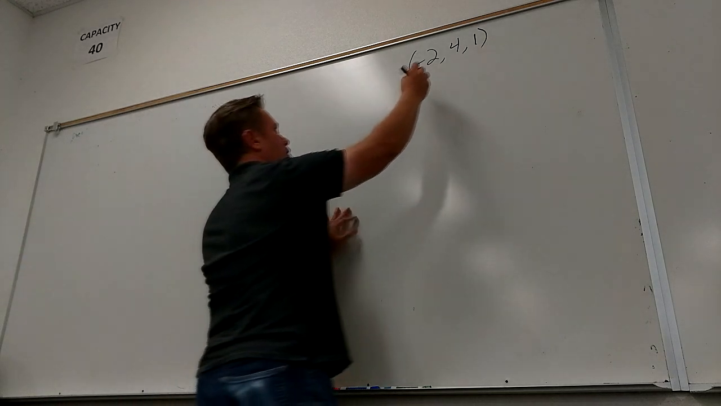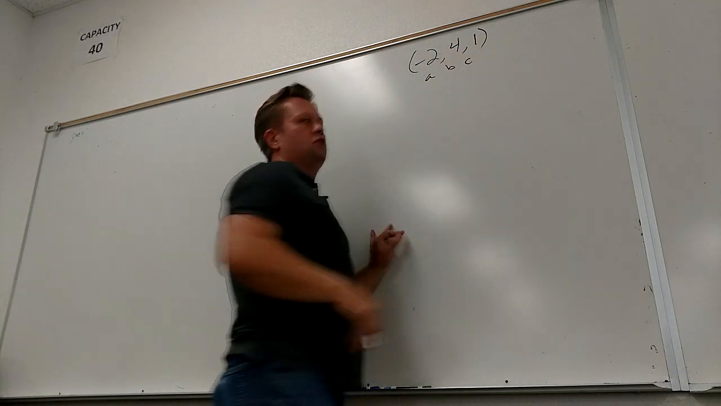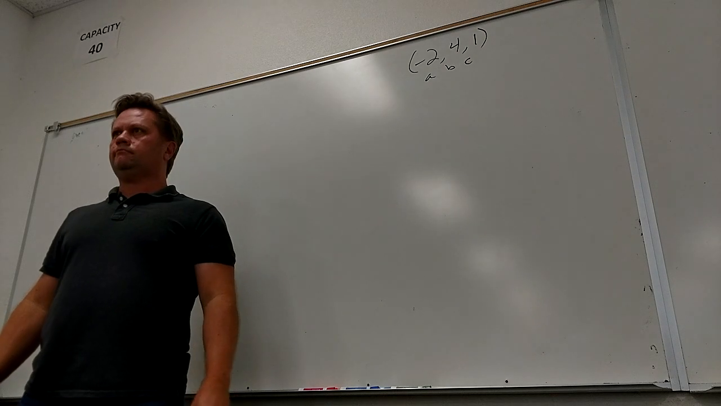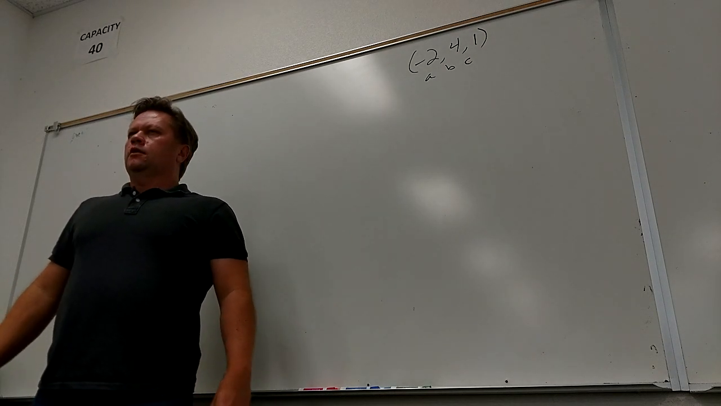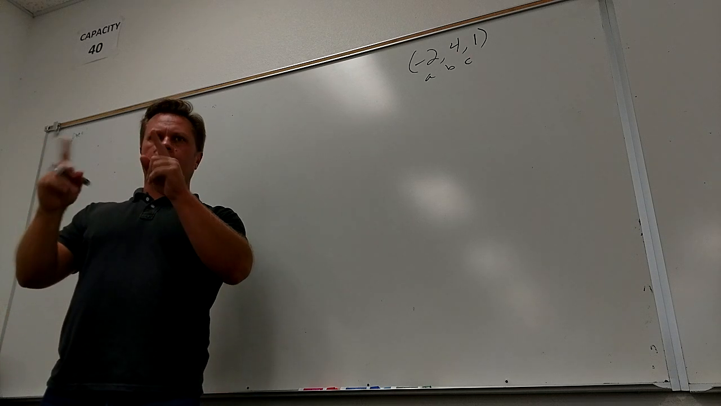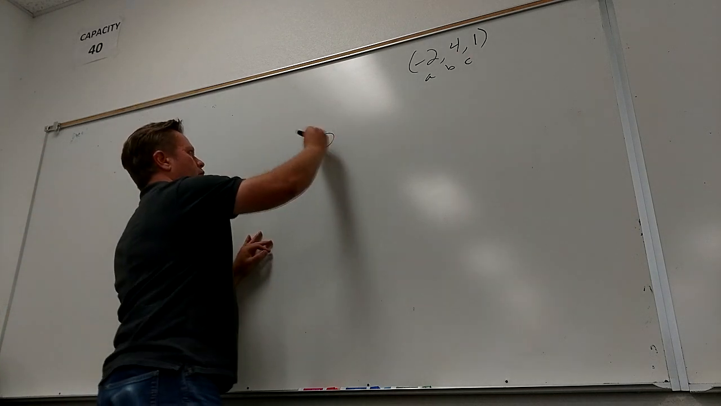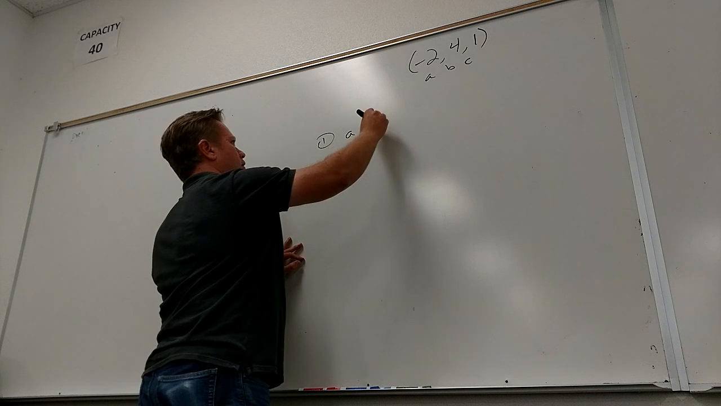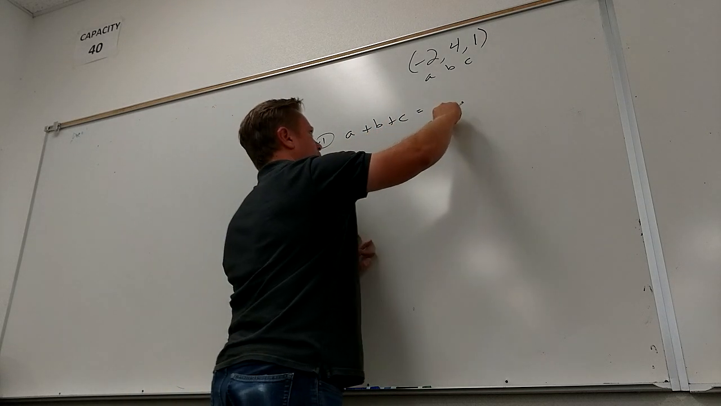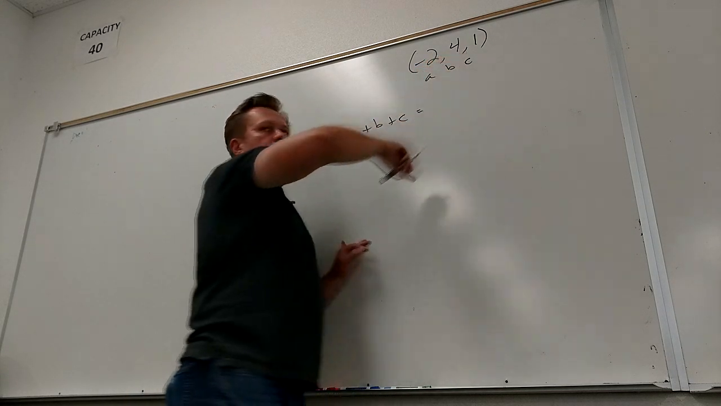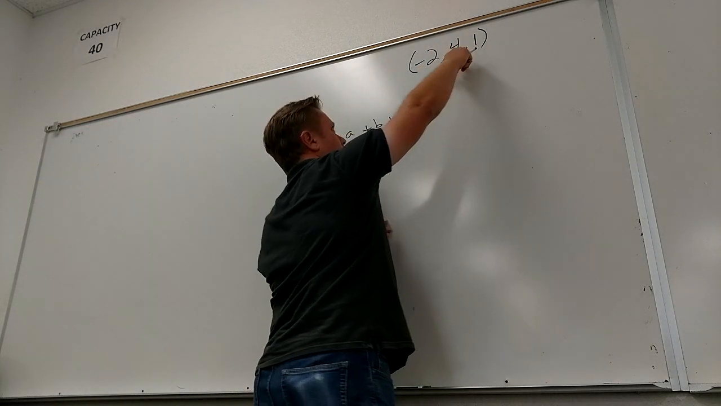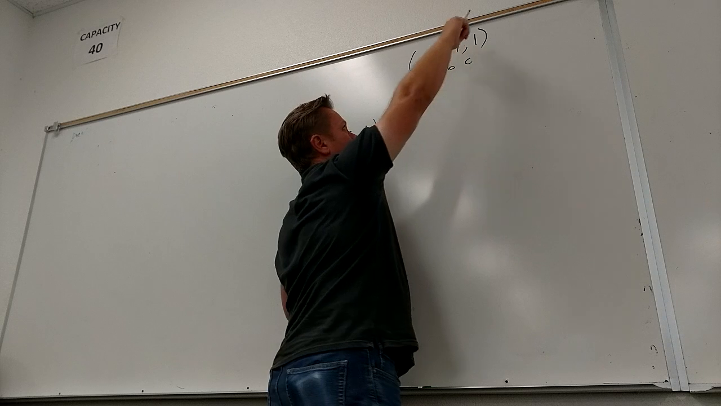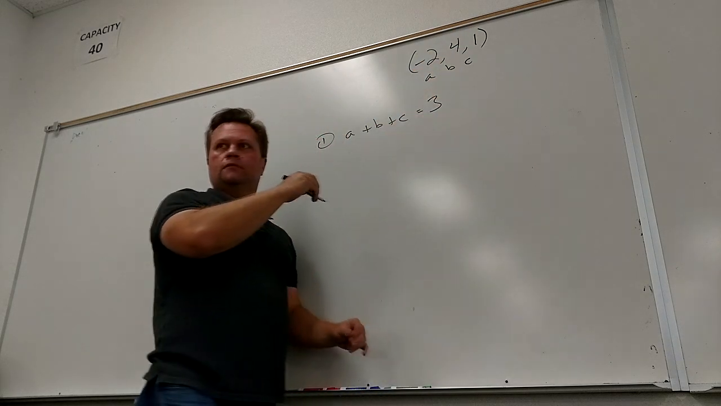Let's say that our variables are A, B, and C, just to change things up a little bit. X, Y, Z is totally arbitrary. Let's call them A, B, C. So let me start us off with an equation. Let's say that A plus B plus C. What should I put here so that's an answer to it? Yeah, because -2 plus 4 is 2, plus 1 is 3.